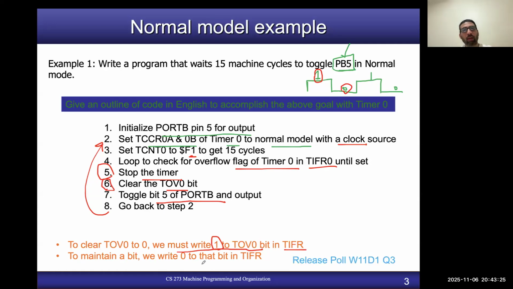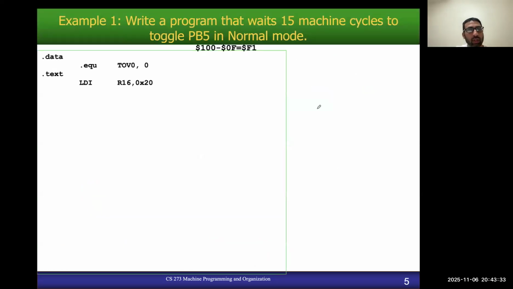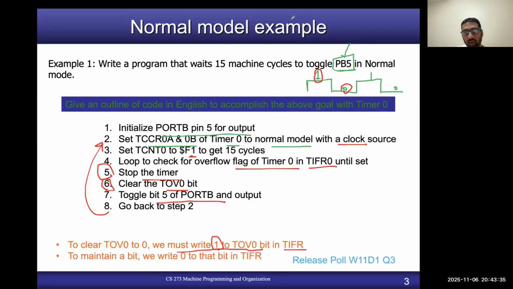Any questions? Okay, so then let's go to the poll. Week 11, day 1, quiz 3. Okay, go ahead, select, do this one, and you have 60 seconds.